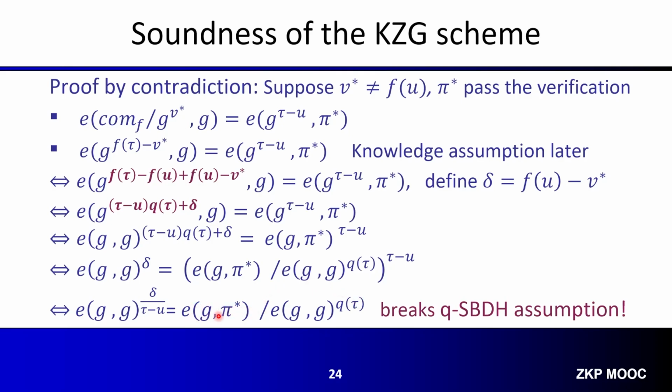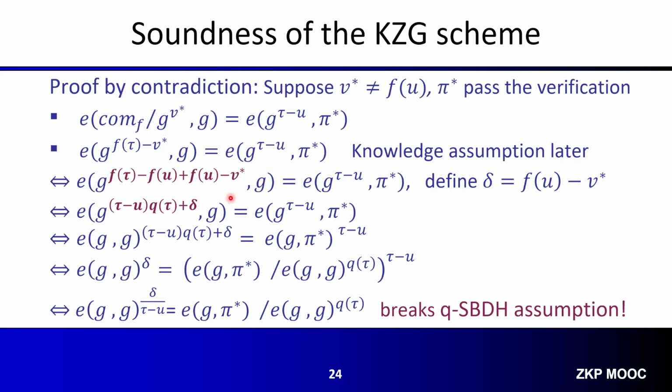So the adversary knows both of these values and can compute the right-hand side, which means that the adversary can use this fake proof to break the Q-strong bilinear Diffie-Hellman assumption. But then we assume that this assumption is computationally hard, which means that it is a contradiction. The first step of this, v star not equal to f of u, should not happen. So that completes the entire security proof of the KZG polynomial commitment scheme.